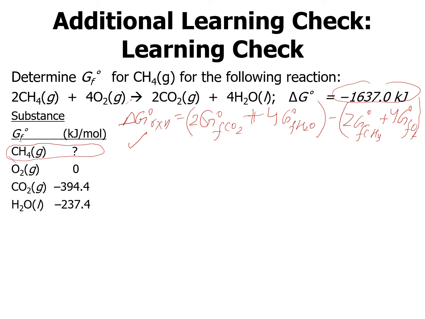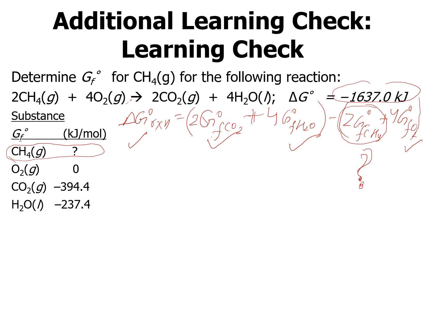We know ΔG°f for CO2. Yes, that's given to us. We know ΔG°f for water, given to us. We know ΔG°f for oxygen. Yes, it's 0, given to us. What we have to solve for is right here. So everything's given to us except one value. The only thing now is you just have to do the math to solve for this particular value. So I'm going to leave you with this question and you can solve for the final answer.